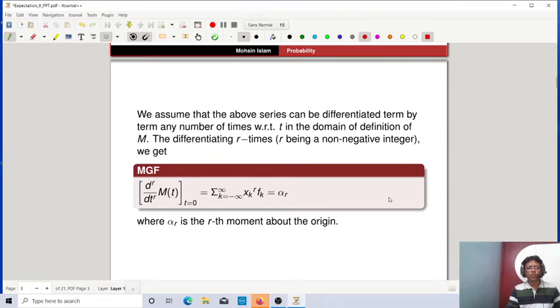Now, we assume that the above series can be differentiated term by term any number of times with respect to t in the domain of definition of M. Then differentiating r times, we get this expression: the rth derivative of M(t) with respect to t, at t equal to 0, gives you alpha r. Alpha r is the rth moment about the origin. In the previous class, we talked about the moments, raw moments, central moments, and their relationship, skewness and kurtosis. So alpha r denotes the rth moment about the origin. There is a relationship, a connection, between the moment generating function and a moment.